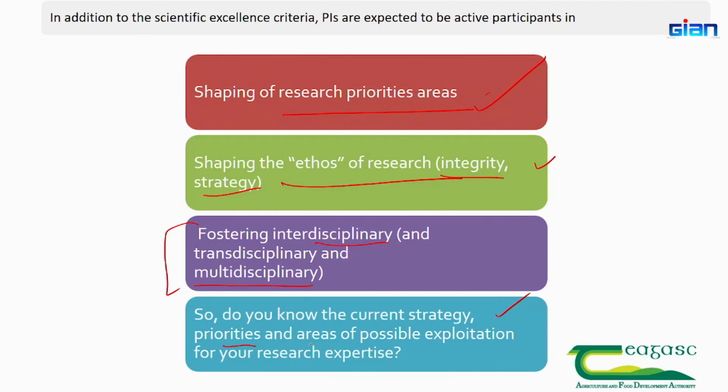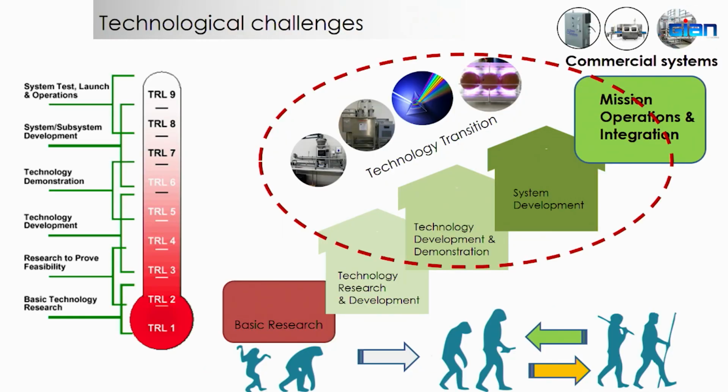You either get convinced or convince. There is nothing in between, yeah. Either you convince somebody to do something or you get convinced. So there's nothing in between. So you should know what your current strategy is. Prioritize areas of possible exploitation for your own research expertise. So these are pretty much the same, and it's coming into how we can achieve scientific excellence.